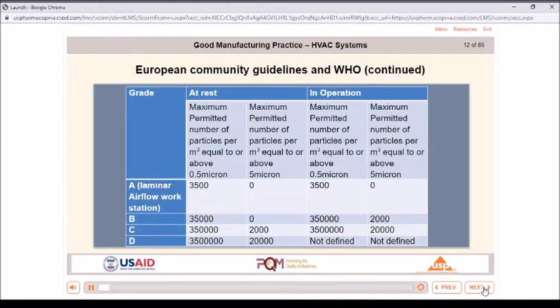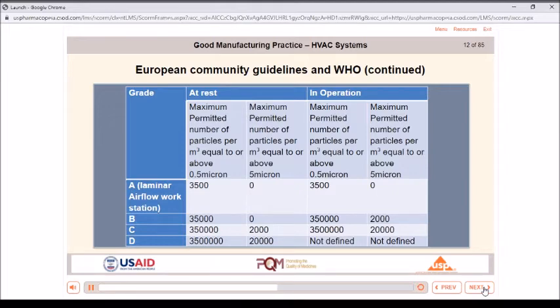European Community Guidelines and WHO continued. Grade A classification is the most stringent of all. It requires air in the immediate proximity of exposed sterilized operations to be no more than 3,500 particulates per cubic meter, in a size range of 0.5 micron and larger, when measured not more than 1 foot away from the work site and upstream of the airflow during filling-closing operations. This applies both at rest and in operation condition.